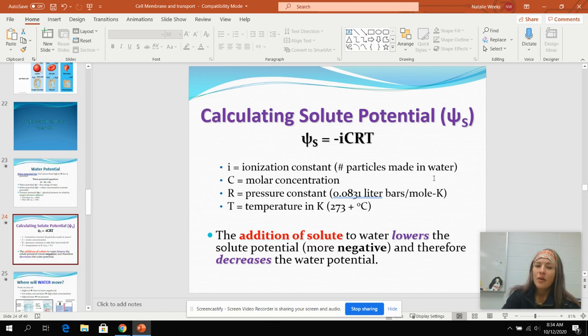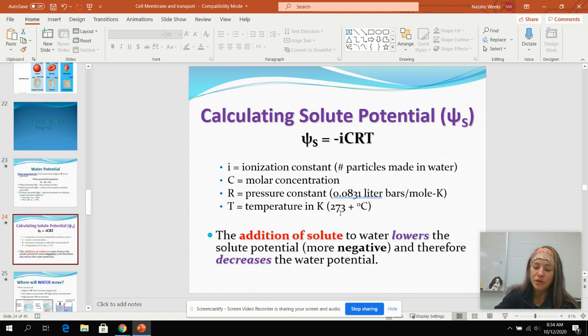Okay. T is our temperature, and it's always going to be in Kelvin. So whatever your degrees Celsius are, you have to add that to 273. So for another example, if we are saying that something is at room temperature, that's usually like 25 degrees Celsius. I would have to add 273 to that.